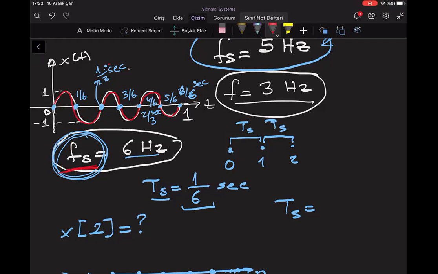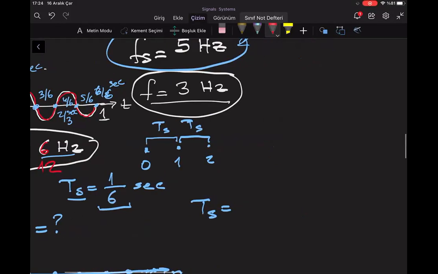Bakın, if I increase this from 6 to 12, then I will have 1 over 12, 1 over 6, 3 over 12, 4 over 12, 5 over 12, and such. Then what kind of a signal will I have? It is still not a good representation, right? It looks like this. It looks like a triangular wave.